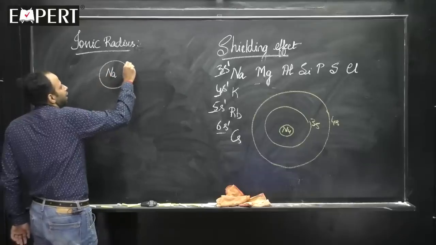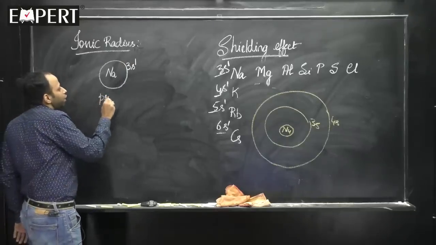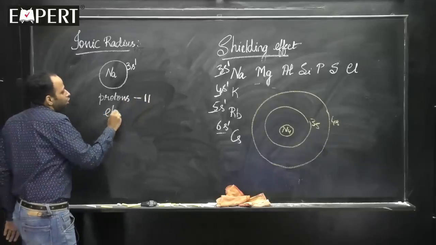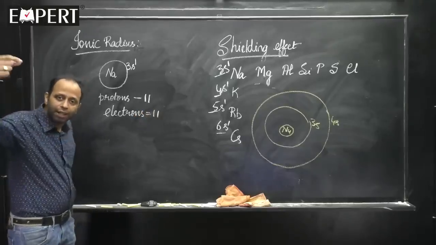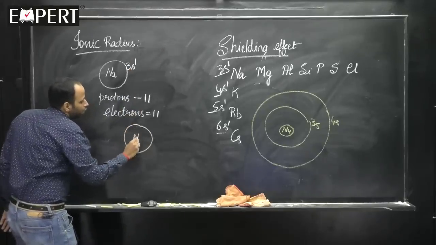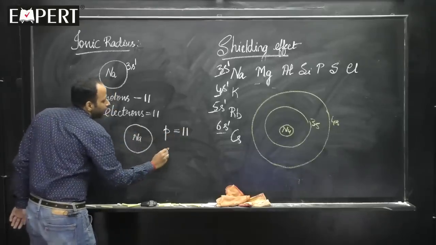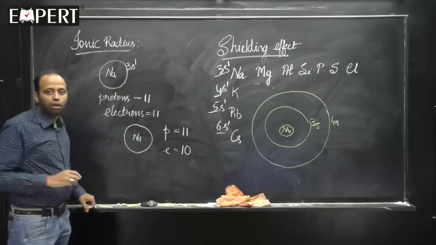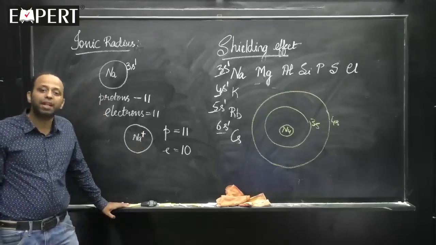Sodium has, I will write only this one, outermost electron 3s1. How many protons does sodium have? 11. How many electrons does sodium have? 11. I will remove one electron, only one electron. When I remove that electron, I get protons, I will write it as P, as 11, electrons I have removed, correct. So, what will be the number I get? 10. So, the positive charge is one more. So, this ion is called Na plus.